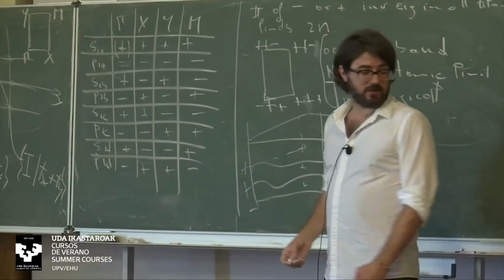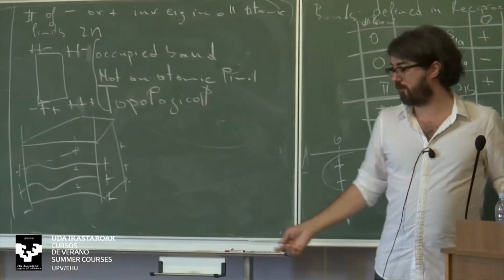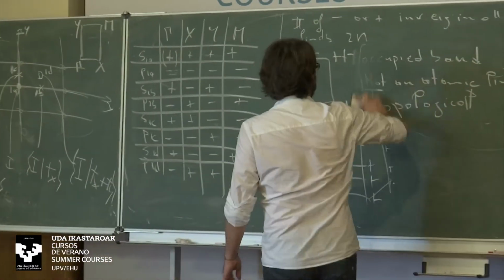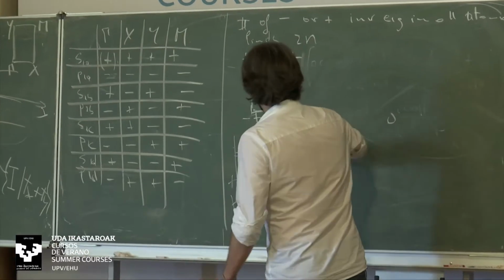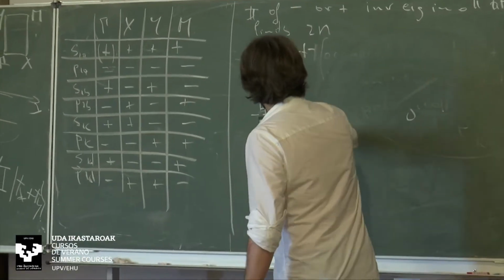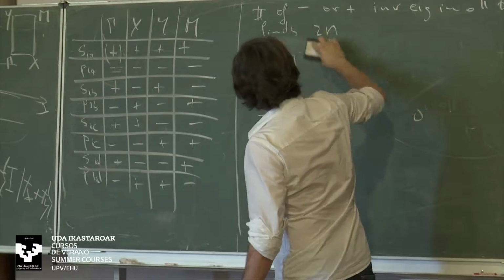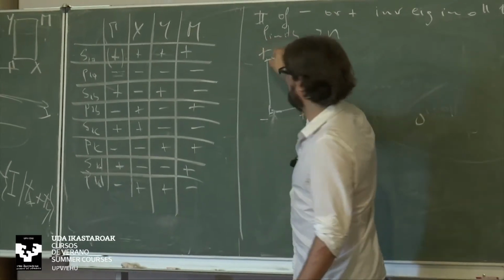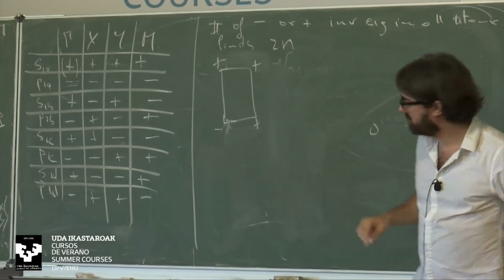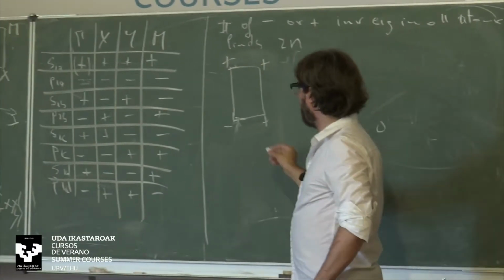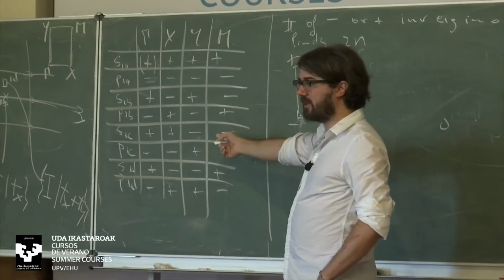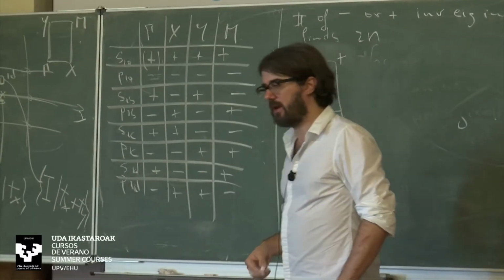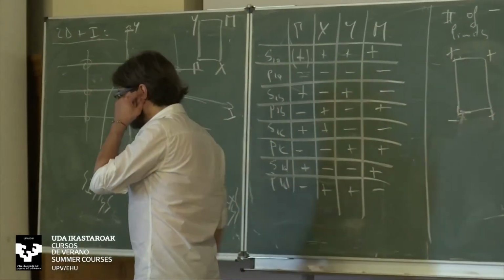Okay, so let's find out what kind of topological state this is. If I have minus, plus, plus, plus, inversion symmetry by itself tells me that this cannot be trivial. So it has to be topological. But I need a little bit more information on what type of topological thing it can be.